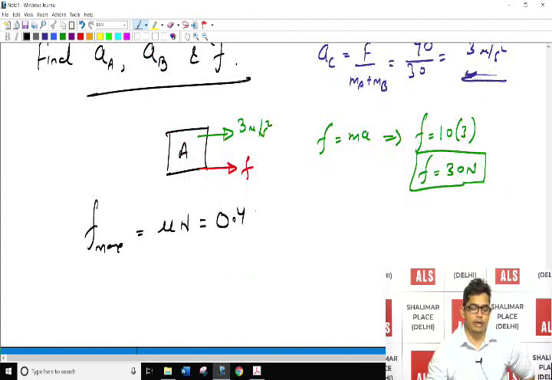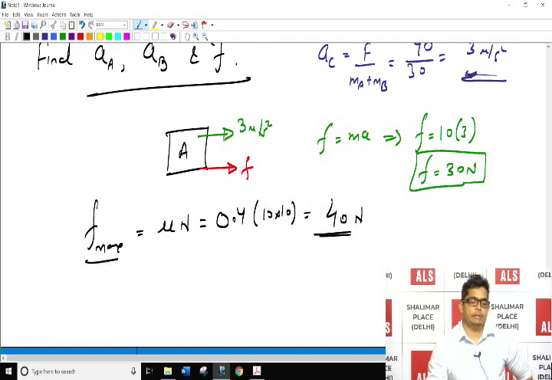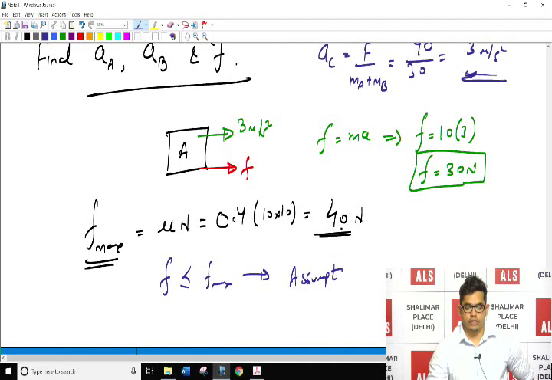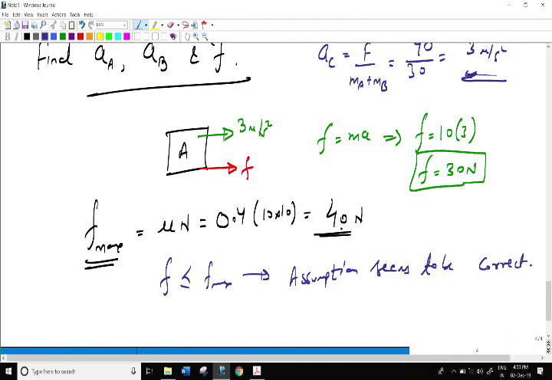N is mg, no? So it is 10 into 10, so F max is equals to 40 Newton. Maximum friction is 40 Newton. The required friction is 30 Newton. It means if F is less than or equals to F max, then our assumption is correct. Assumption seems to be correct, because we have to check on the lower block also, but we can say assumption seems to be correct, because the upper block follows this.